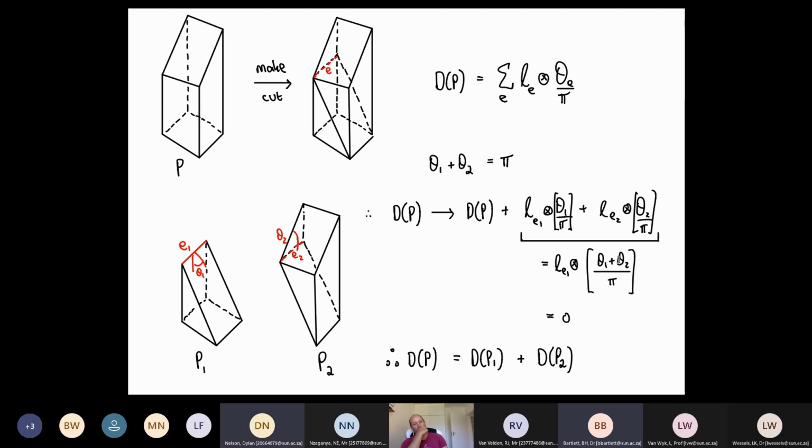I think you can. Oh, wait, hold on. E1 and E2 have the same length. That's right. Because E1 is this edge and E2 is this edge, but they have the same length, which is the length of the original edge. Yeah, sure. Maybe I should have written L subscript E, then you would have been happier. Yeah, it's okay. Thank you.